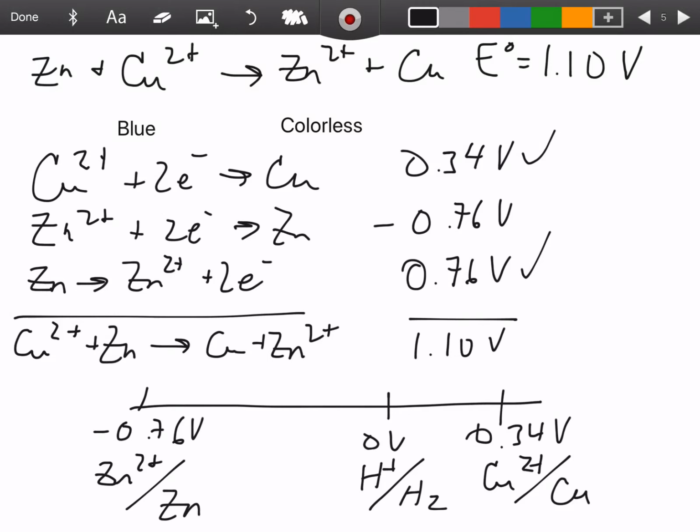The difference from here all the way over to here is going to be a difference of 1.10 volts. So if I know what one of the potentials is, and I can measure something against the other one, then I can find out where that potential is on my number line.